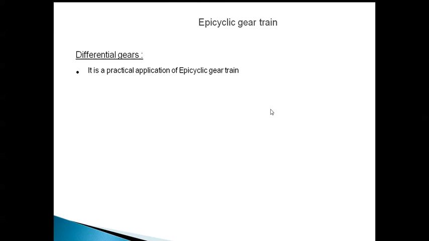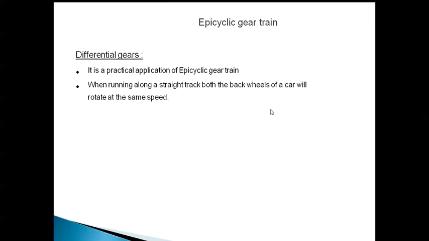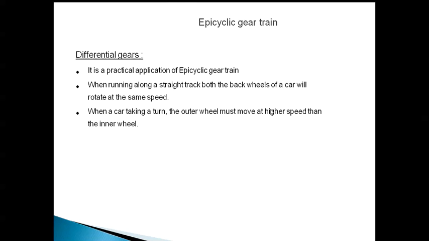Differential gears are a practical application of the epicyclic gear train. Differential gears used in automobiles are one of the applications of the epicyclic gear train. When running along a straight track, both the back wheels of a car will rotate at the same speed.